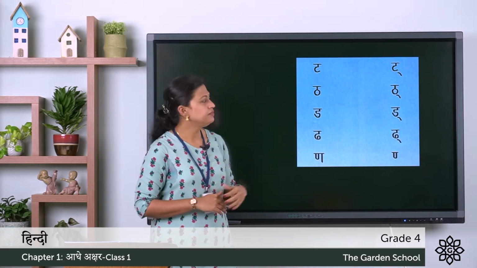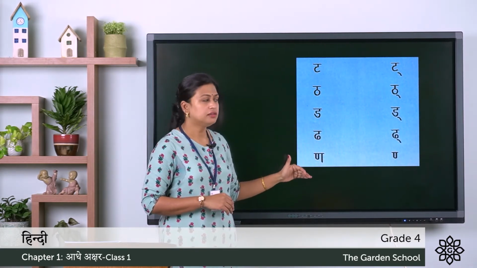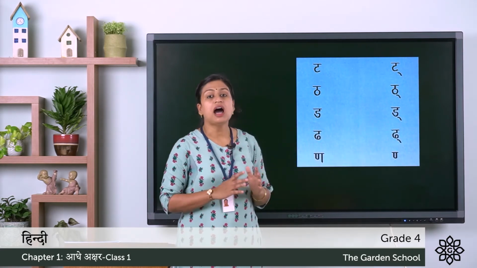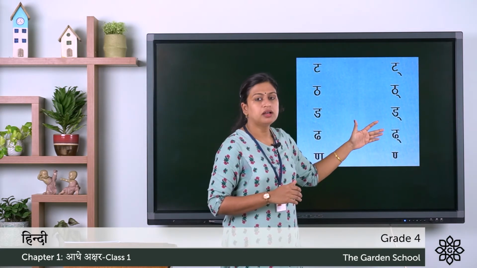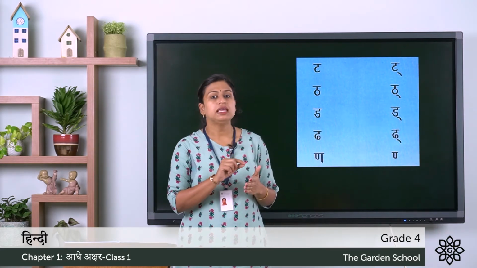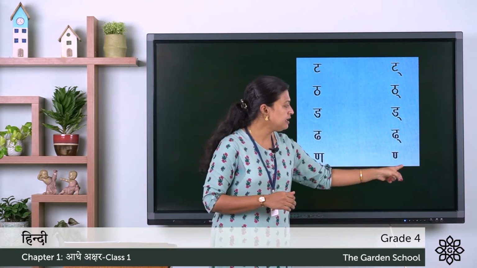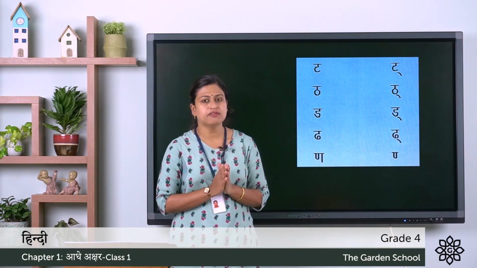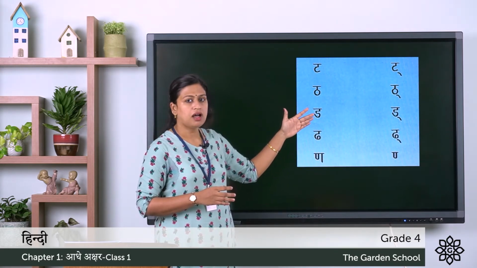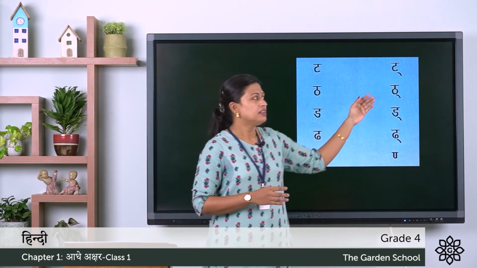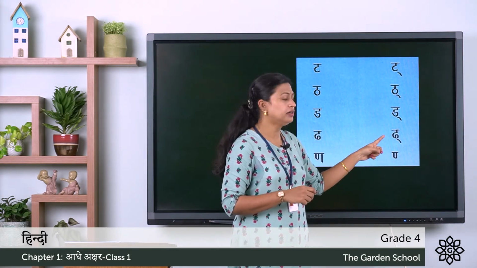Next set of Vyanjan letters: Ta, Tha, Da, Dha, Na. And here you can see the half forms. You can see here for Ta, Tha, Da, Dha, you need to write the Hal symbol at the bottom. But for the case of Na, the standing line is missing. So this is the form of writing half letters for Ta, Tha, Da, Dha, Na. And these half forms have very short sound like Ta, Tha, Da, Dha, Na.